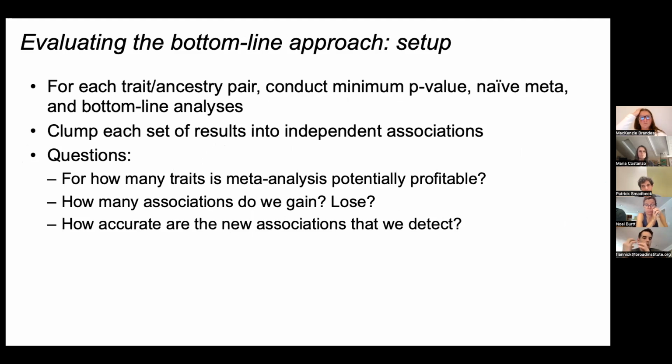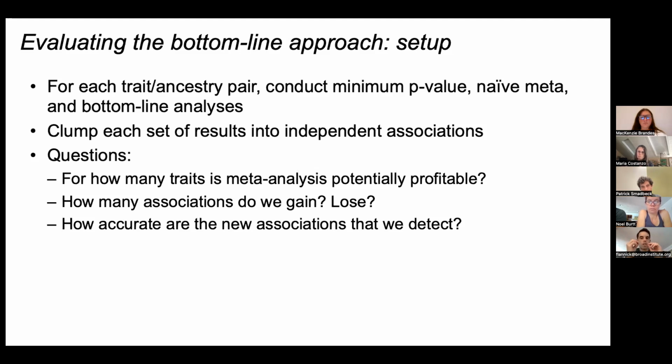Then what we do is clump each set of results into independent associations. If you haven't thought of clumping before, it's just, if you have 10 variants associated in a region, merging them all together if they're in LD. So you're trying to reduce to the set of independent associations that you have. And then what we're trying to do is answer questions like: is meta-analysis potentially profitable? How many associations are we gaining or losing, and how accurate are the new associations that we detect?